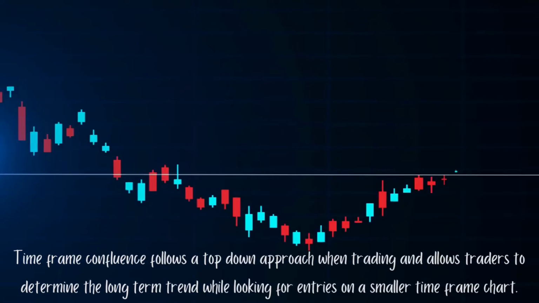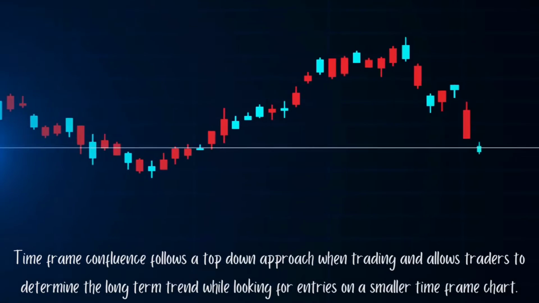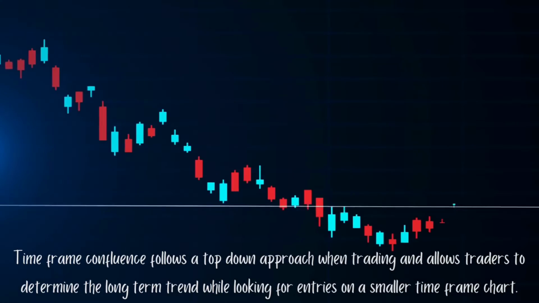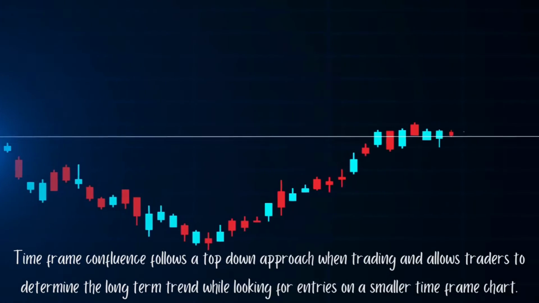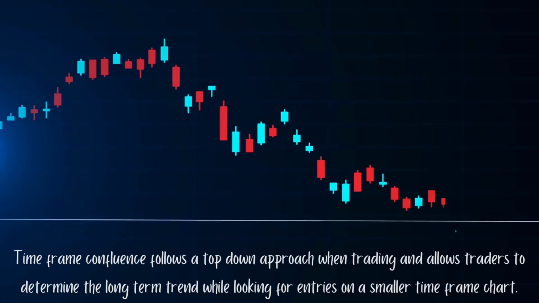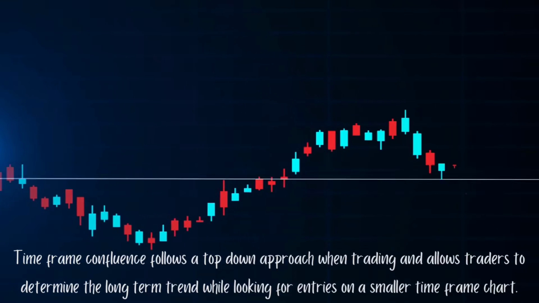Top-down analysis is when an investor starts on the higher time frame to identify the overall trend and then goes down to the lower time frames to confirm position and entry. Confluence is when price action on the lower time frames is in harmony with the trend on the larger time frames. Let's take a look at some examples where the market showed time frame confluence.